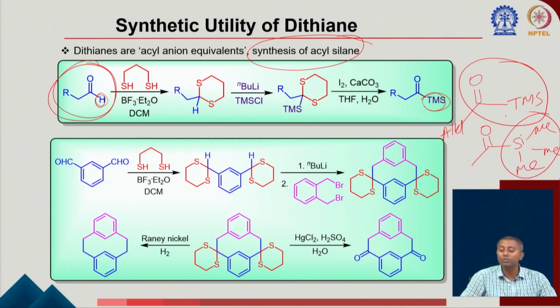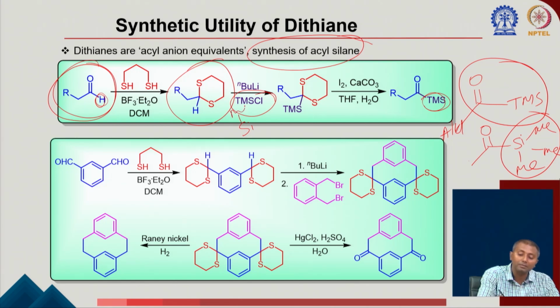So this group was introduced by replacing H. So this is done how? You first do a dithiane protection, and then there is a reversal of polarity. So n-butyl lithium can generate the carbanion, which is stabilized, and reacts with TMS chloride. The TMS chloride structure is this.